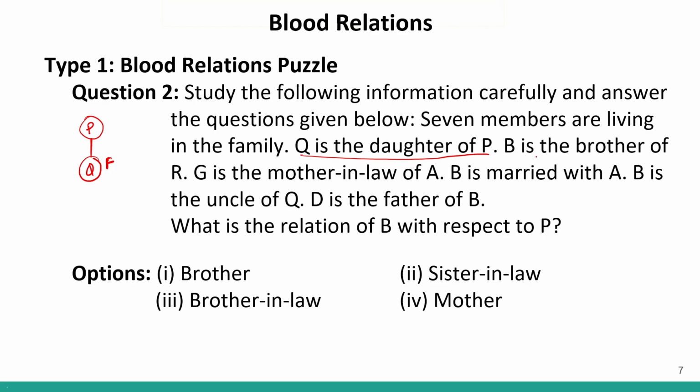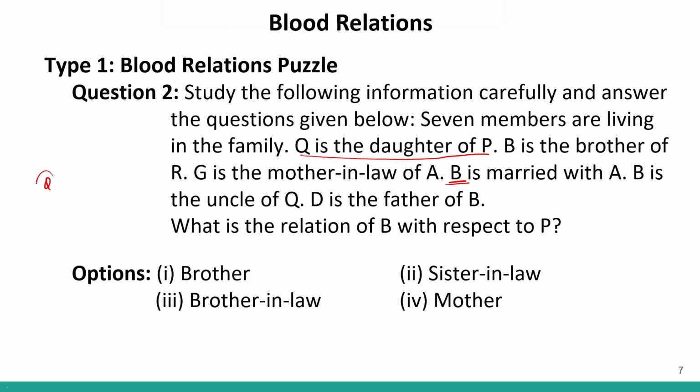B is the brother of R. Let us hold this information. G is the mother-in-law of A. Let us hold this information. B is married to A. B is the uncle of Q. D is the father of B. So let us start with this information. Okay.